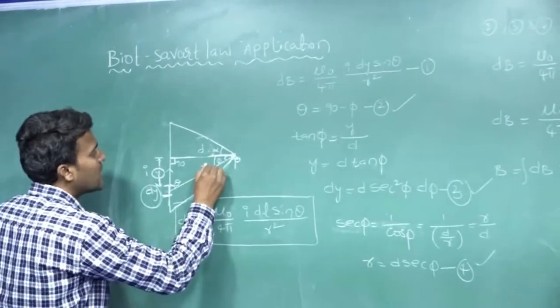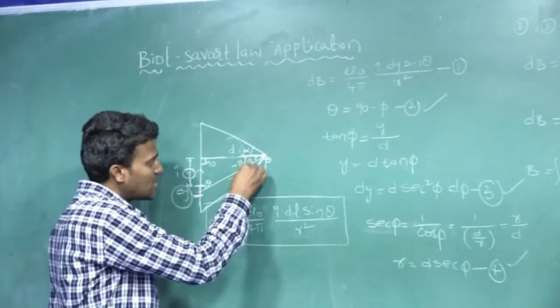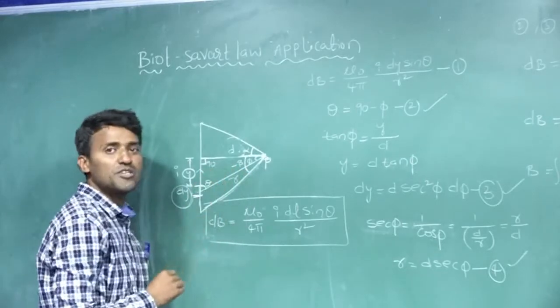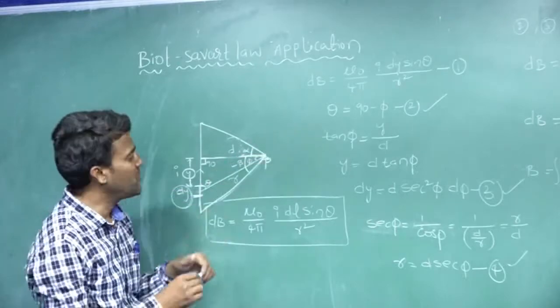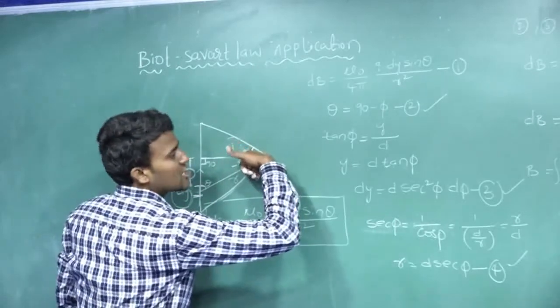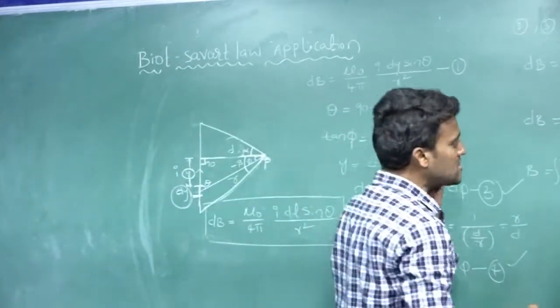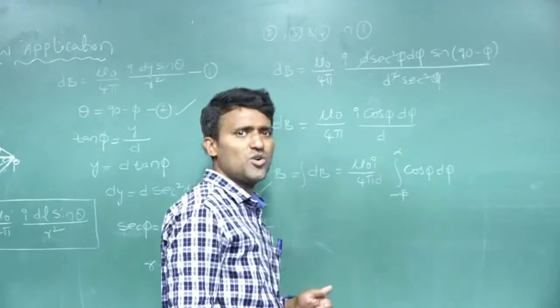This total angle is minus beta, and this angle is alpha. Why are we writing minus beta? See here, this is the clockwise direction, positive, and this is the anti-clockwise direction, minus. So the sign depends on the direction. I am writing the limits from minus beta to alpha.